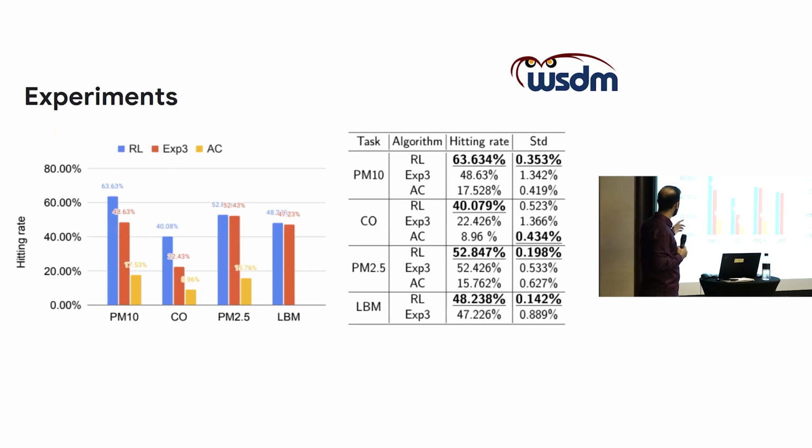So these are our experiments. We are learning air pollution, and this hitting rate is just some measure of accuracy, I don't have the time. So we compare this with EXP3 for bandits, active covering from some previous work, and reinforcement learning is our algorithm. And for these air pollution tests that we run, we're beating all of them in terms of hitting rate at least.